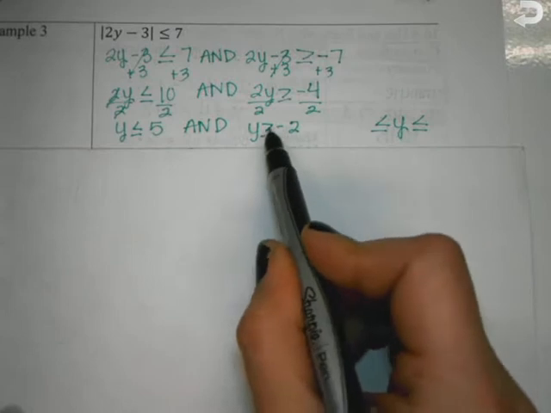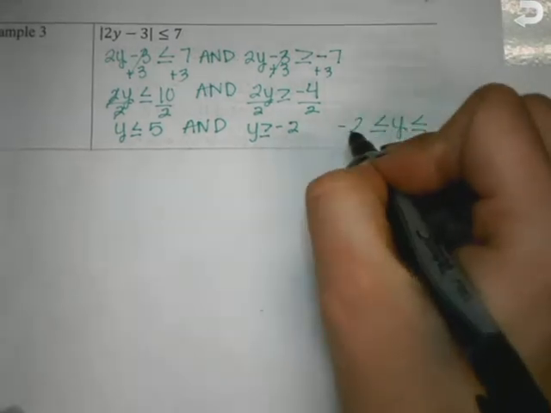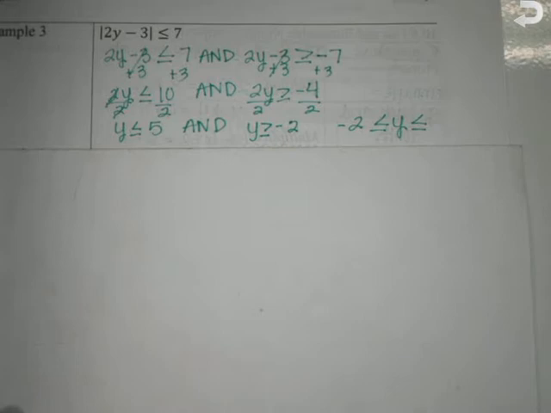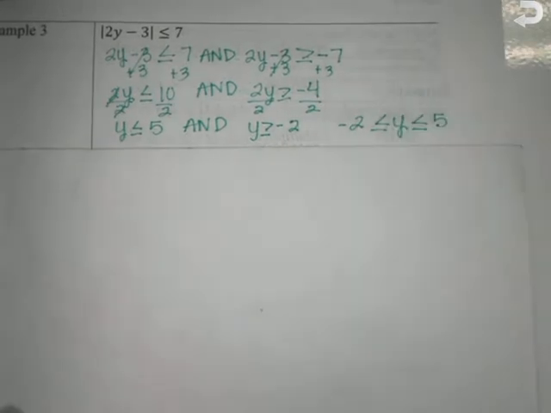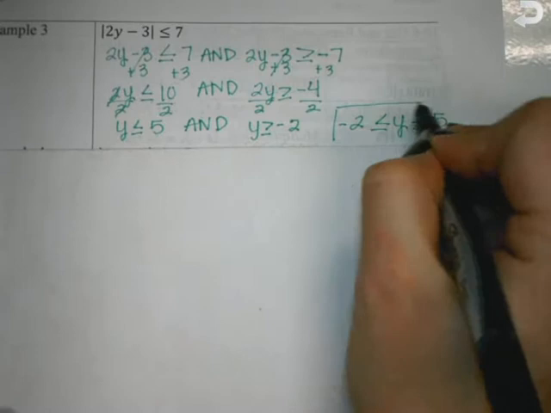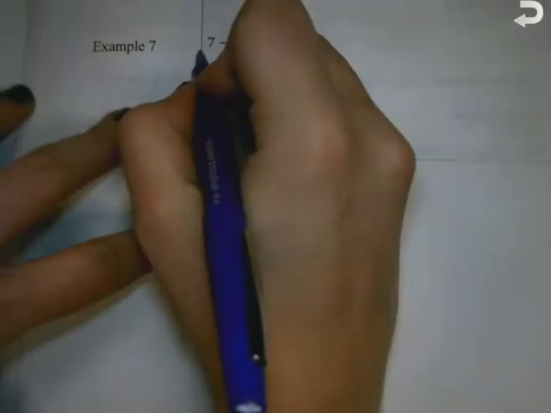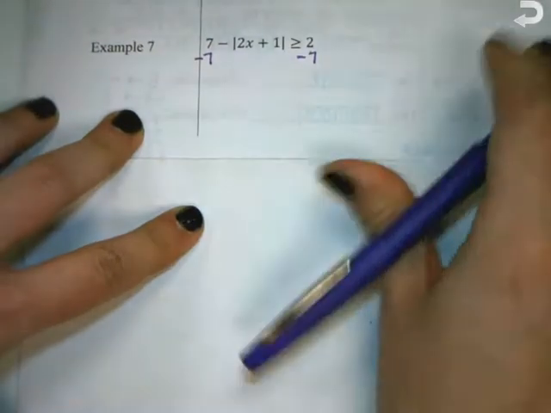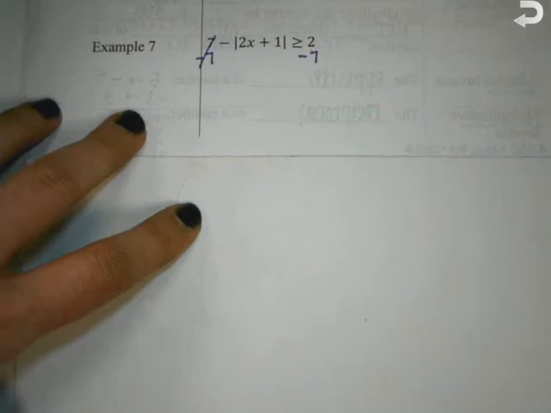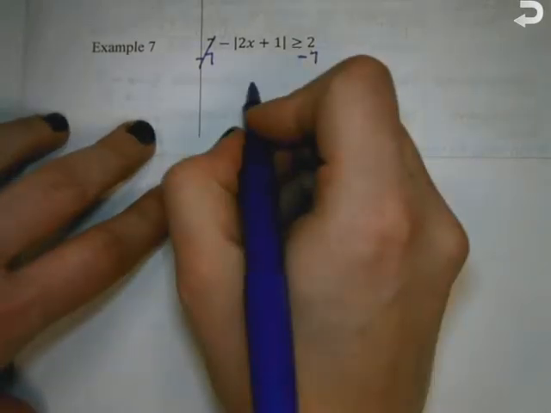7 minus the absolute value of 2x plus 1 greater than or equal to 2. What do I do first? Subtract 7. Good. 7's on the outside right here. We're doing example 7. So that's going to give me, let's rewrite it all first: negative absolute value of 2x plus 1 greater than or equal to negative 5. We just subtracted. It only changes when you multiply or divide. Okay, now what do I do?